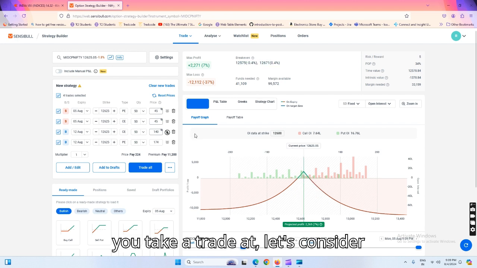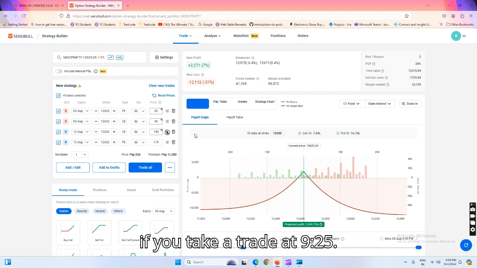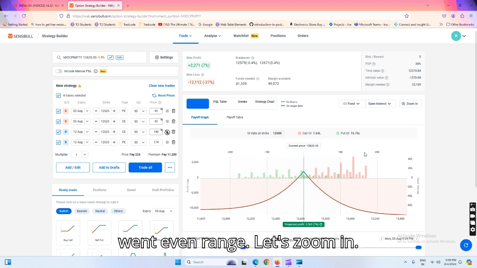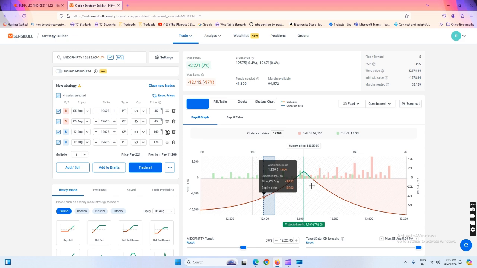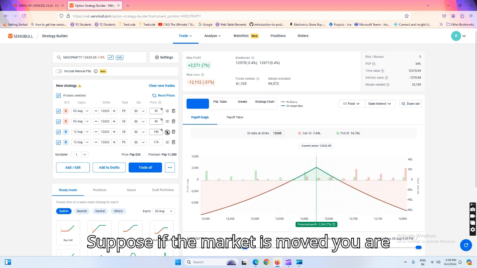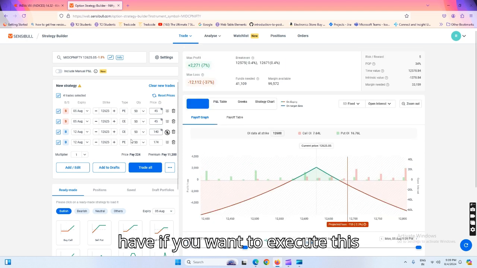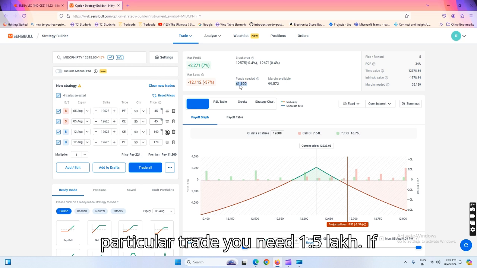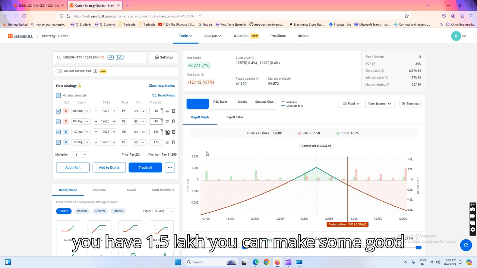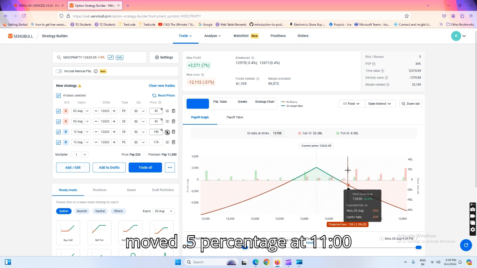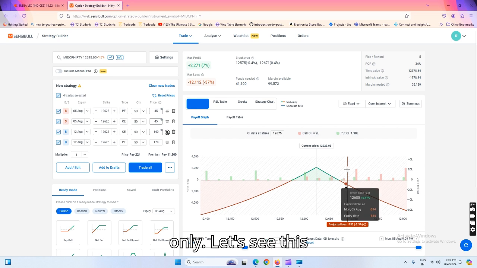Suppose you take a trade at 9:25, and at 11 o'clock the market shoots up and goes out of your range. Let's zoom in. Suppose the market has moved, you are out of the direction. Now if you want to execute this particular trade, you need 1.5 lakh. If you have 1.5 lakh, you can make some good adjustment. Let's say the market has moved 0.5 percentage at 11 o'clock only.